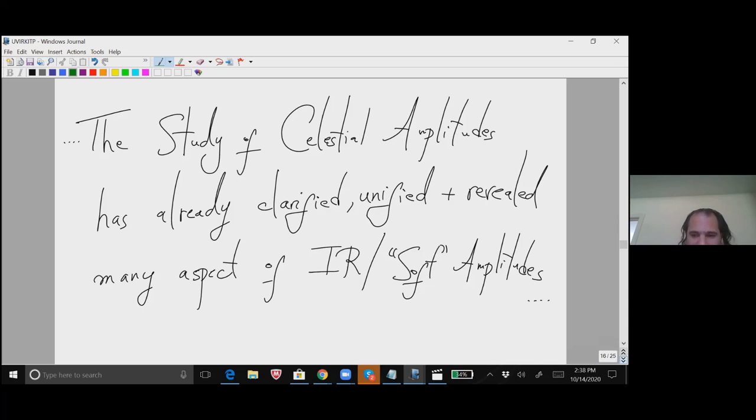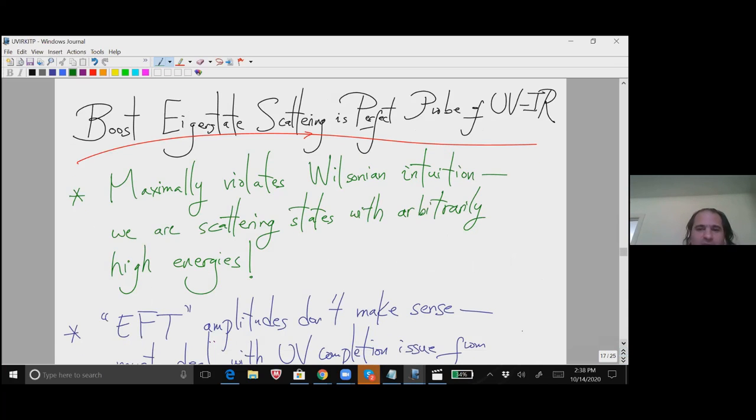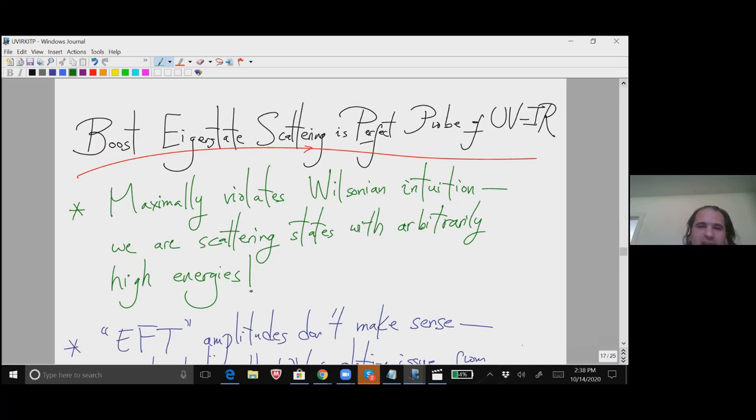I want to talk about the ultraviolet aspects, and the physical point is totally obvious, which is that if we care about this UV-IR connection, then thinking about scattering amplitudes of boost eigenstates is much more in your face, forcing the UV-IR connection on us than the conventional momentum eigenstates. And the reason is that this maximally violates Wilsonian intuition, because the states that we're scattering have arbitrarily high energies in them. And in particular, the effective field theory amplitudes don't even make sense.